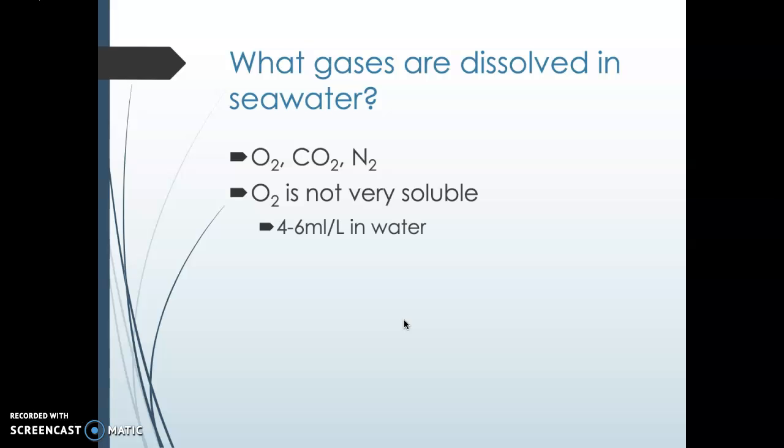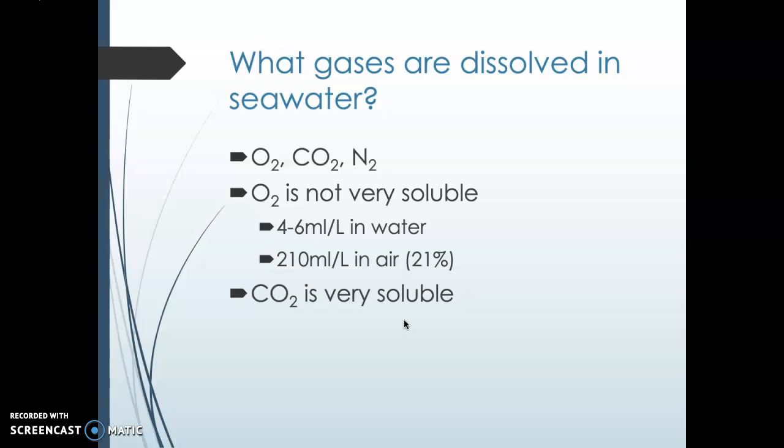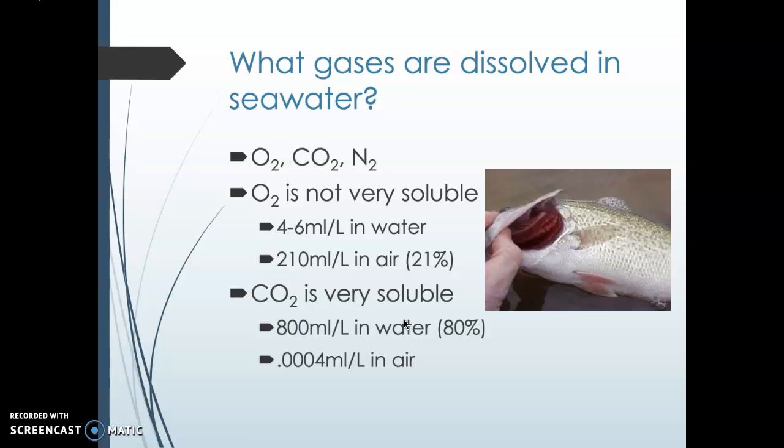In the water, there's about 4 to 6 mils per liter of oxygen dissolved. In the air, it's 210 mils per liter, or 21%. So it's much easier to get oxygen from the air than it is from water. Contrary, carbon dioxide is very soluble in water. It's about 800 milliliters per liter in water compared to about a thousandth of a milliliter per liter in air.